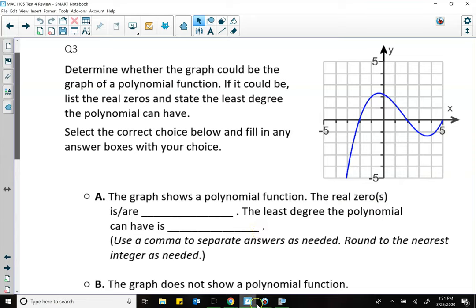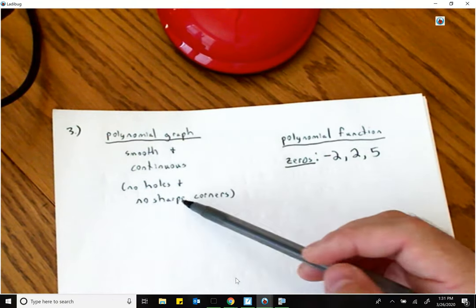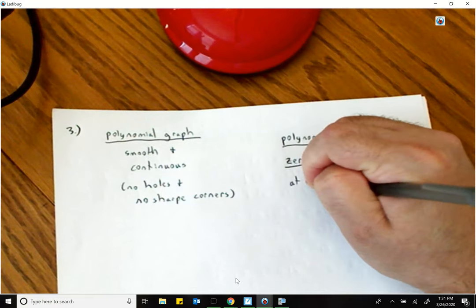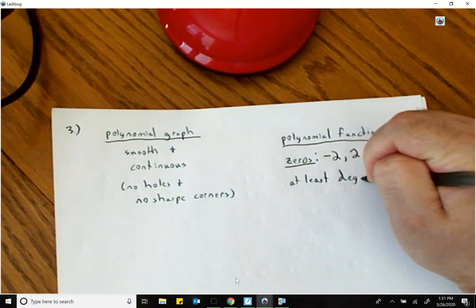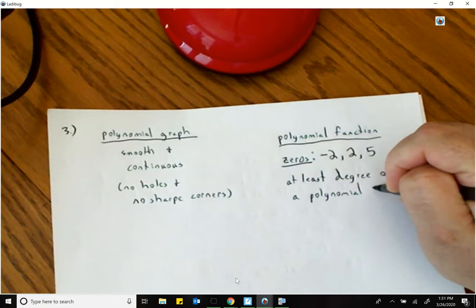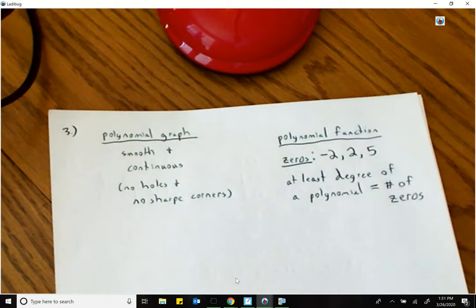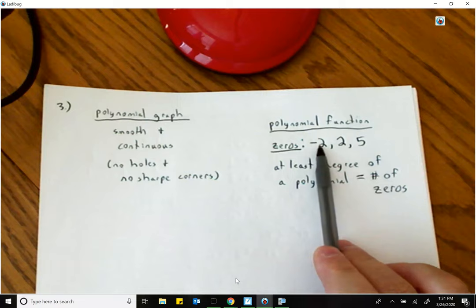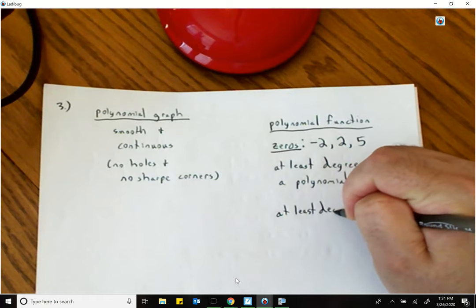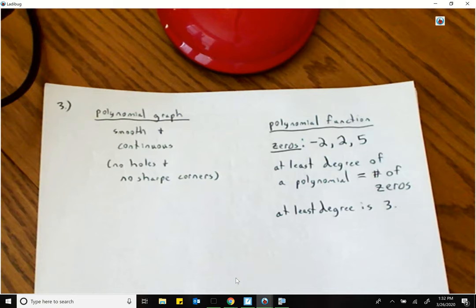Okay? So, showing you what I have written down right here to talk about it. So, here's everything that I just talked about. Polynomial graphs are smooth and continuous, no holes and no sharp corners. So, we know that it's a polynomial graph. Here are those zeros we just talked about. The at least degree of a polynomial equals the number of zeros. So, if we look at our number of zeros we have 1, 2, 3. So that means the at least degree is 3.